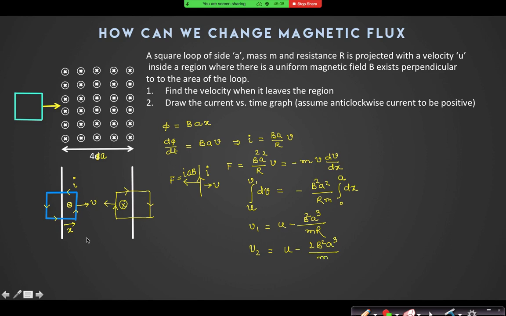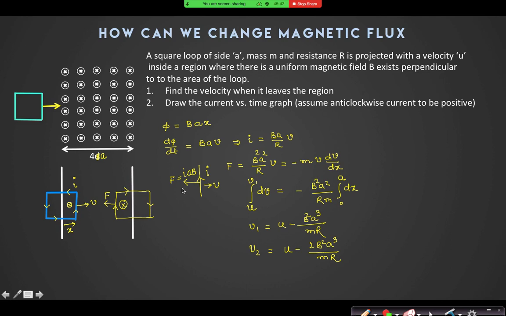Sir, please repeat the last part you said, I got disconnected. I said that when it leaves, the same force is acting on it. Now the force will act on this conductor. Yes or no? The force expression will be the same, only the limit will be from v1 to v2. Yes or no? Yes, sir. So the final answer will be u minus 2 B square a cube by m R.